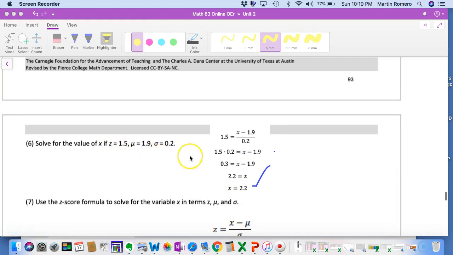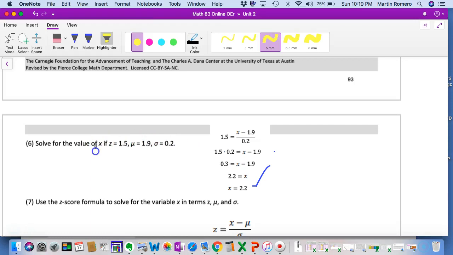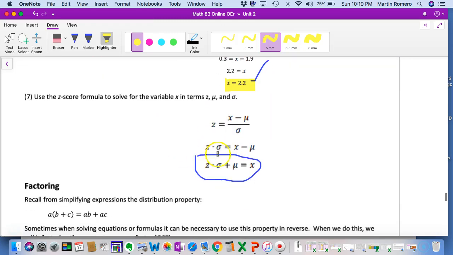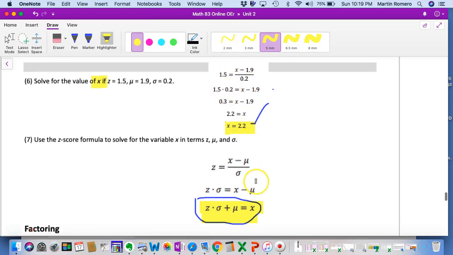Try this again, but this time solving for X in these other situations. Notice you multiply both sides by 0.2, add 1.9 on both sides, and you end up with this answer here. But again, we were looking for X, so it might be more convenient to solve the formula for X, so it ends up looking like this. To do that, you would multiply both sides, instead of by 0.2, by sigma, and then add the mu, and you end up with X.